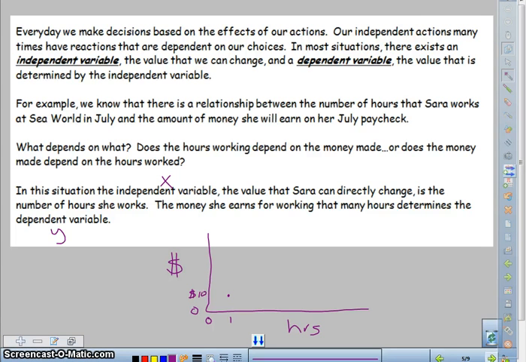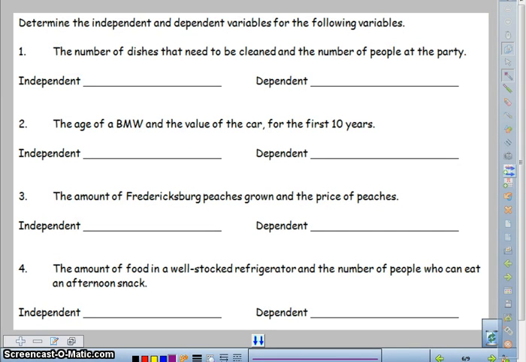All right? So let's look at a few examples of this. The number of dishes that need to be cleaned and the number of people at the party. So what is it that we can control? Well, to me, and this is open for debate on a few of these, they get kind of iffy, and I'm always up for a good class discussion. Not an argument, but a discussion. The number of people, I think, would be the independent number of people. And the dependent would be the number of dishes. Dishes depend on the number of people.